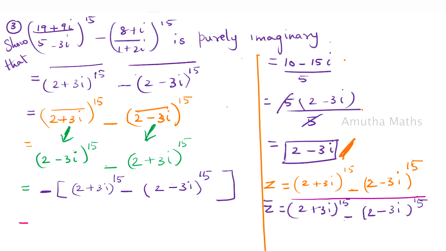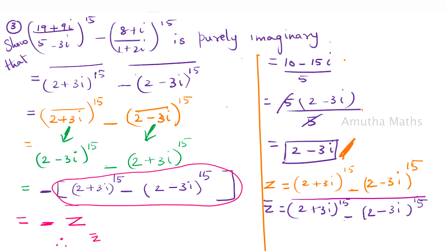Okay. So what is this actually? Minus of, so this is z. So minus z. Okay. Therefore, z bar is equal to minus z, implies z is purely imaginary. So z bar is equal to minus z implies z is purely imaginary. Okay. So that is what we have to prove.